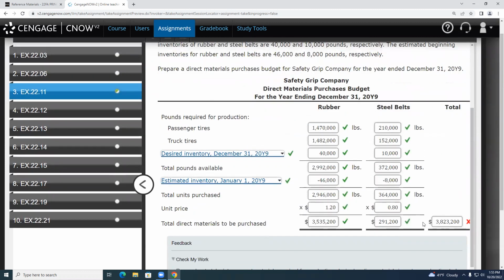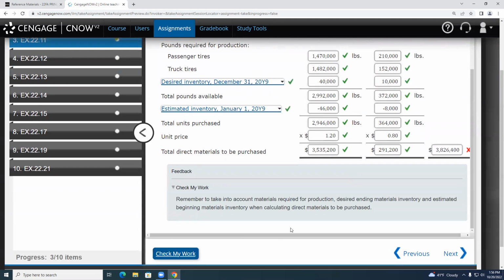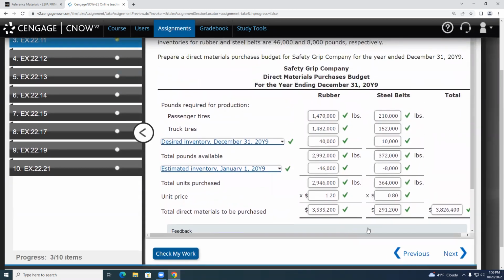Did I add wrong? Okay, I apparently added wrong. 3,826,400. There. Sorry, I added wrong across. Apparently I must have typed that into my calculator wrong. Oh yeah, I missed a number.